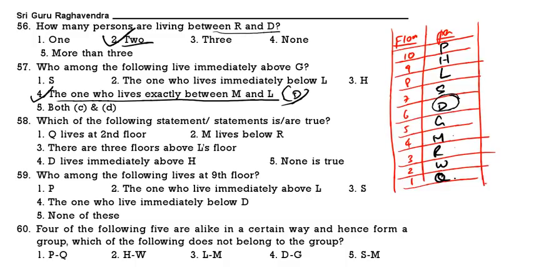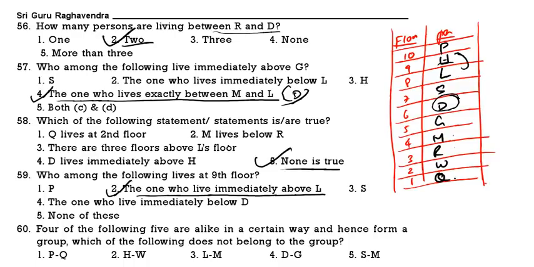Which of the following is true? Q lives on the second floor, false. M lives below R, false. 3 floors above L, that is also false. D is living immediately above H, that is also false. So none is true. Then who is living on the 9th floor? It is H, or the one who lives immediately above L. Immediately above L is H.